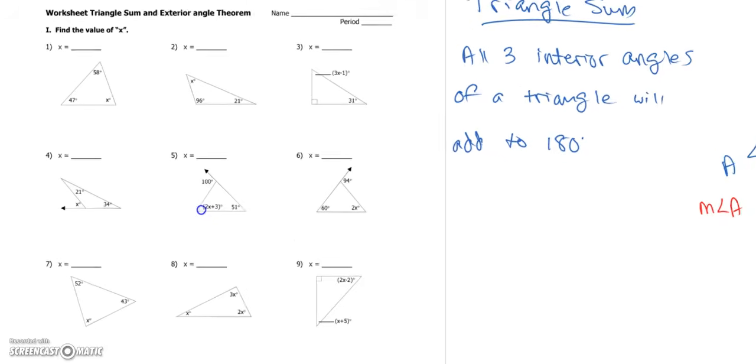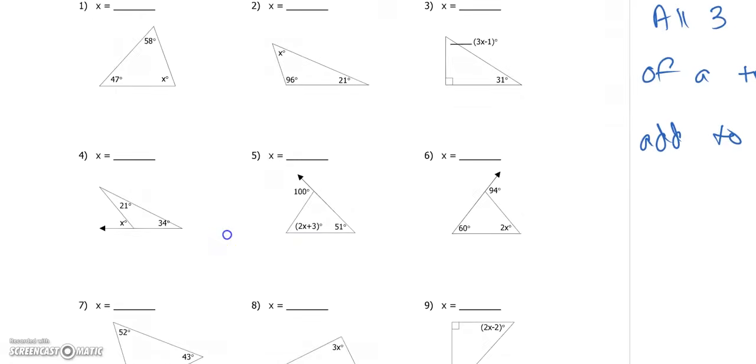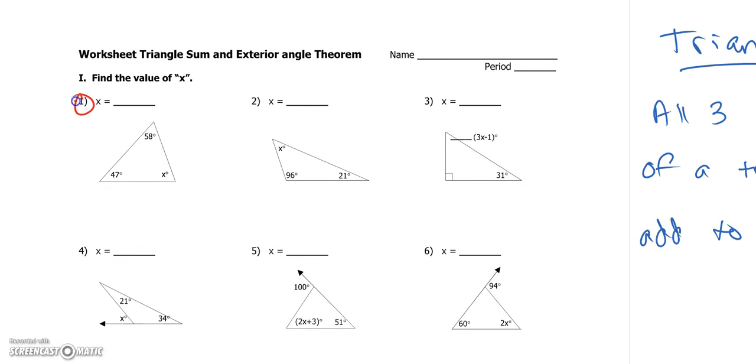And let's do those first. Let me zoom in on these. So most basic, we'll do number one. So if I do x as my variable plus 58 degrees plus 47 degrees, I know that's got to equal 180. If I combine these, I get 105. And after I subtract 105, I get x is equal to 75 degrees.